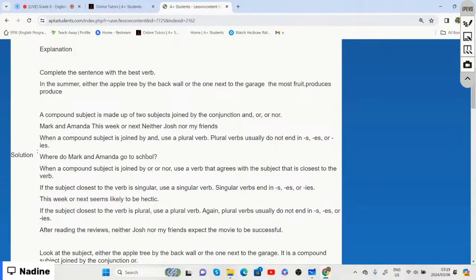When a compound subject is joined by and, which is the conjunction, we need to use a plural verb. A plural verb usually does not end in s, es, or ies. So, for example, where do Mark and Amanda go to school?